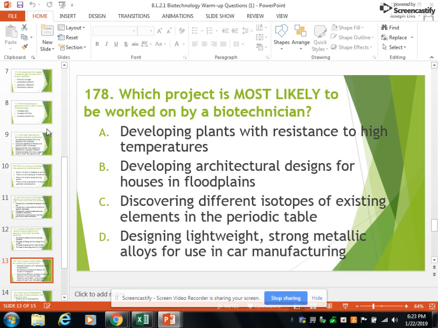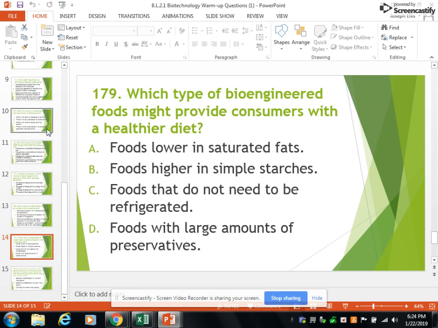Okay, so let's read this. Developing plants for resistance to high temperatures. That could be. Developing architectural designs for houses and floodplains. Isotypes. Your best answer is A, and I'm telling you why it's A, because it's the only one that's dealing with living things. B is dealing with houses. C is dealing with stuff in chemistry we'll talk about in our next section when we start in February. And D is talking about car manufacturing, metal for cars. So the only thing that's dealing with something that's alive, biotechnology means living technology. It's got to be the one with plants, which is A. That'll help you answer a lot of questions in this biotech section.